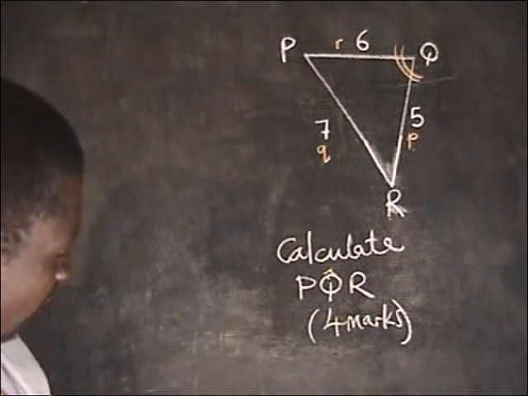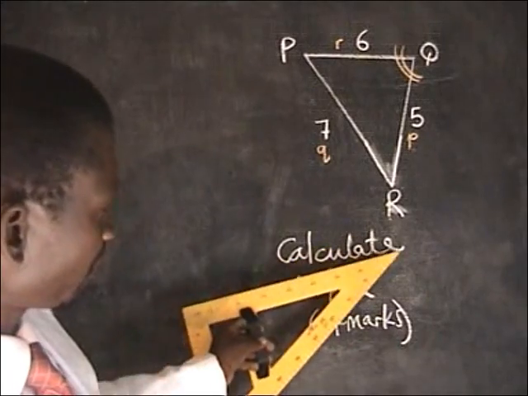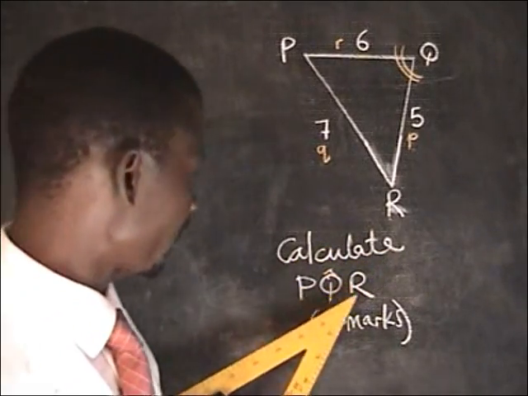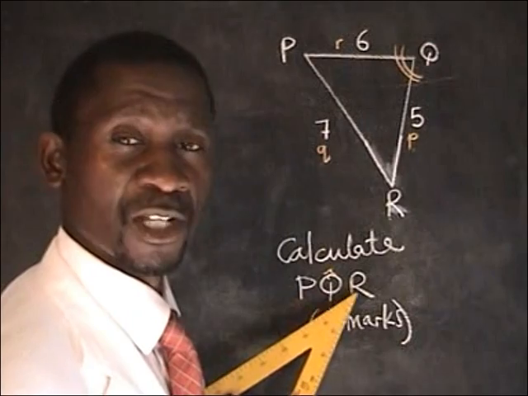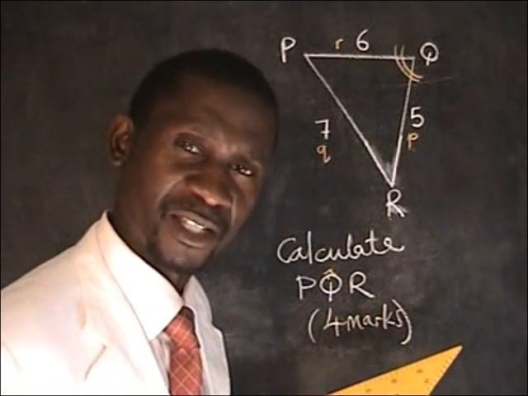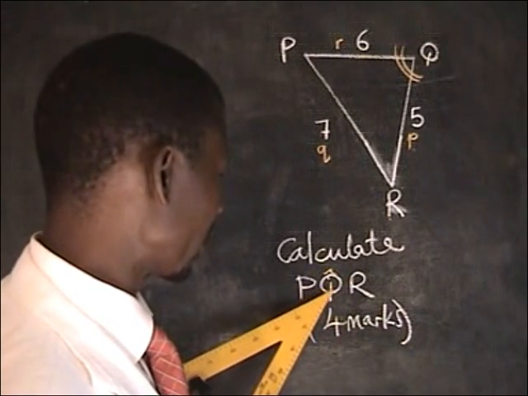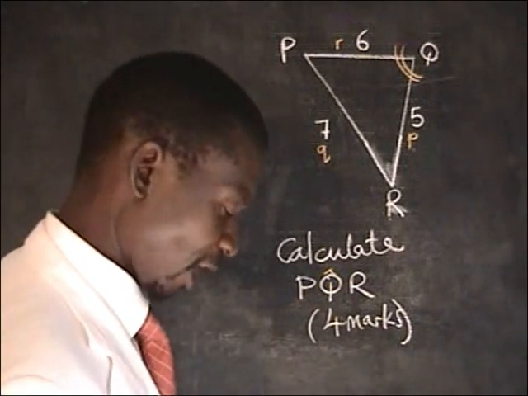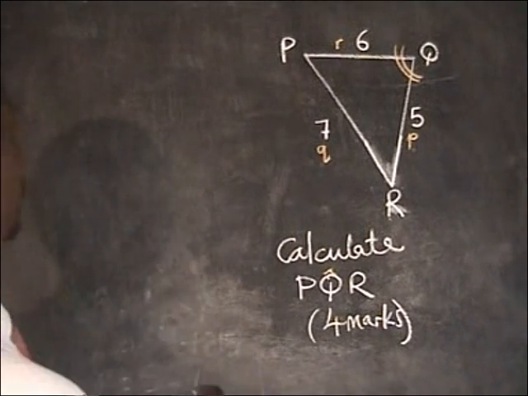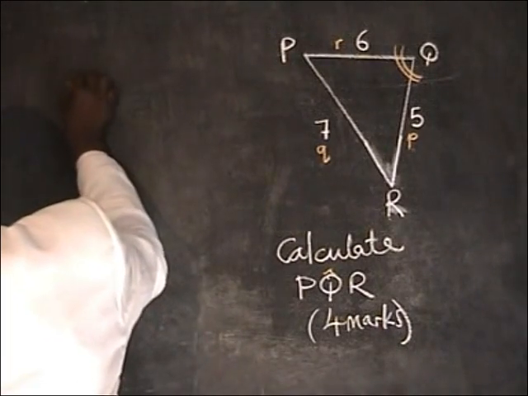Now, looking at the question, calculate angle PQR. What is being used here are the 3 capital letters. Since the 3 capital letters are used in the question, the letter in between is the questioned angle, which is angle Q. For this reason, you have to come up with a formula for cosine.